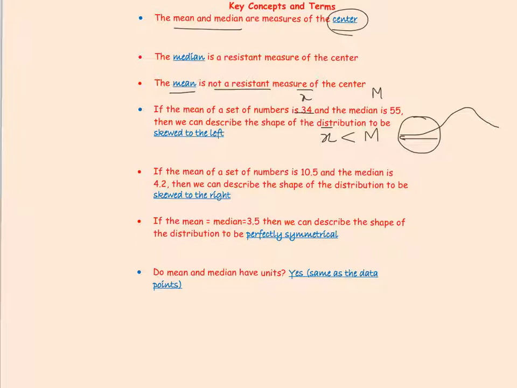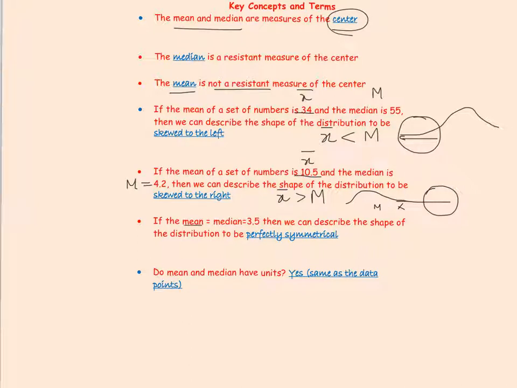Now suppose we have a set of numbers and all we know about the set is that the mean is x bar, 10.5, and the median is m, which is 4.2. Clearly here x bar is greater than m, which means that the distribution has a skew to the right, which means it has a right tail, because the mean always gets pulled in the direction of the skew. The mean gets larger than the median, which remains somewhere in the center.